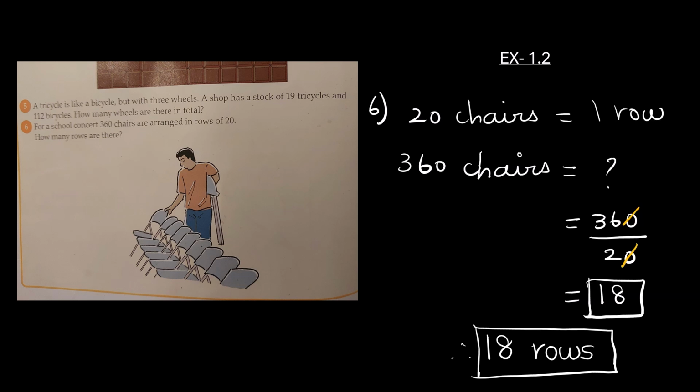Sixth question. For a school concert, 360 chairs are arranged in rows of 20. How many rows are there? Now, what is given? 20 chairs are arranged in each row. We have to write this as a statement. 20 chairs equals 1 row. Now, what is the question? How many rows are there to arrange 360 chairs? So, 360 we have to divide by 20. Cancel the zeros now. So, 36 by 2. How many 2s makes 36? That is 18. So therefore, 18 rows are there to arrange 360 chairs.